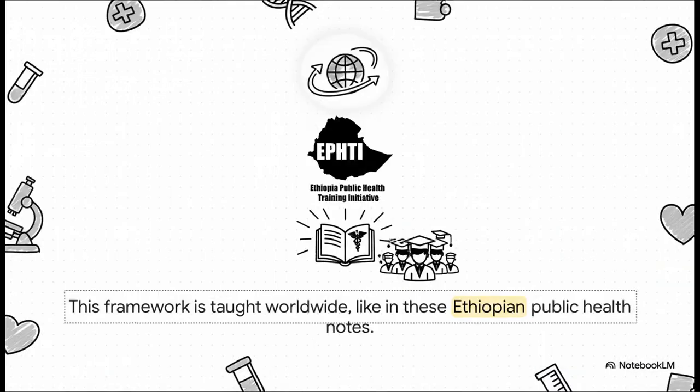And what's really amazing is that this isn't just some abstract theory. This is the global standard for understanding disease. In fact, our source for this entire explainer is from the Ethiopia Public Health Training Initiative. This exact same four-step process is taught to their health science students and to medical students all over the world as the absolute foundation of modern medicine.